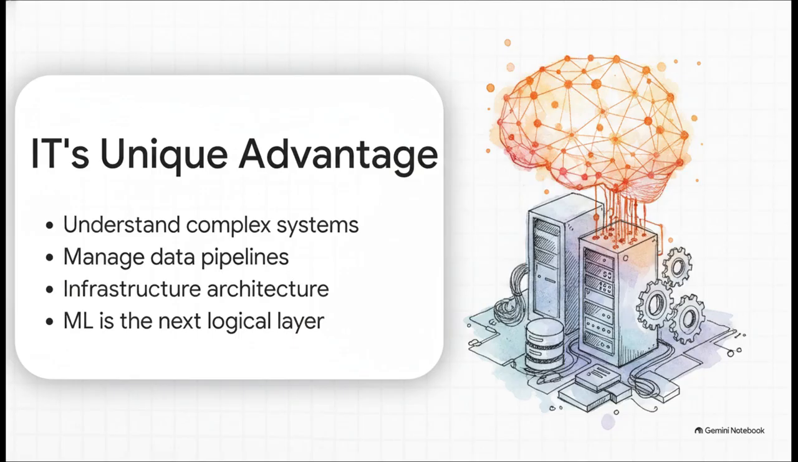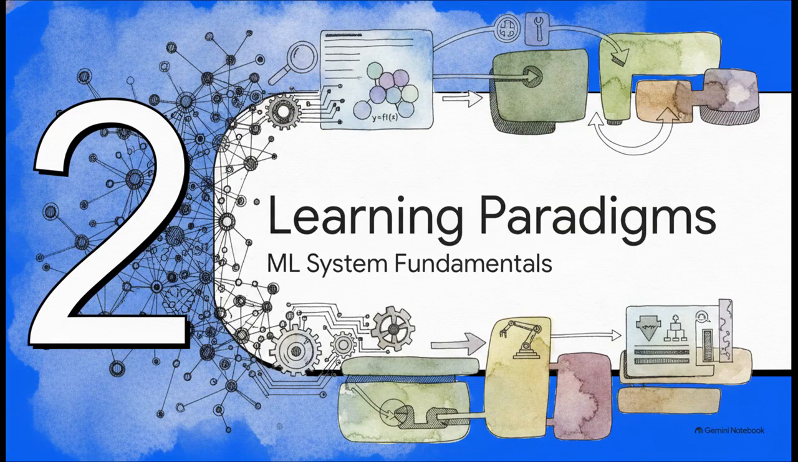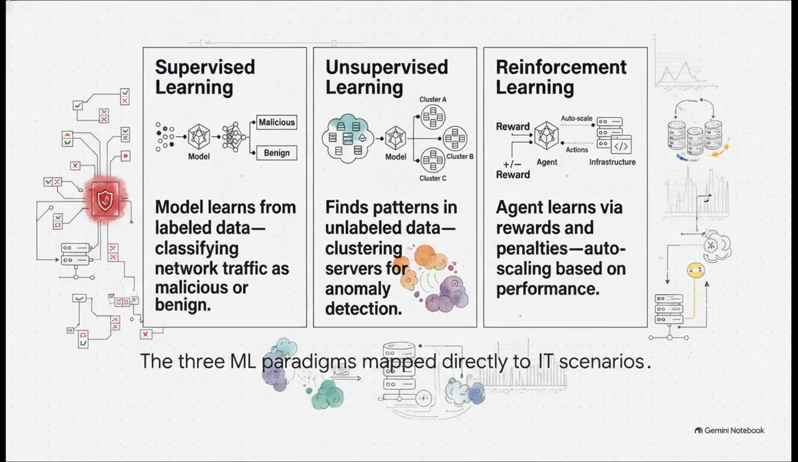Moving right along to Section 2, the 3 learning paradigms, which are really the fundamentals of any ML system. So, how do these paradigms actually map to real-world IT scenarios? Well, think of it like this. First, supervised learning. That's when your model learns from labeled data, like feeding it a bunch of historical network traffic so it learns to definitively classify what's malicious and what's benign.